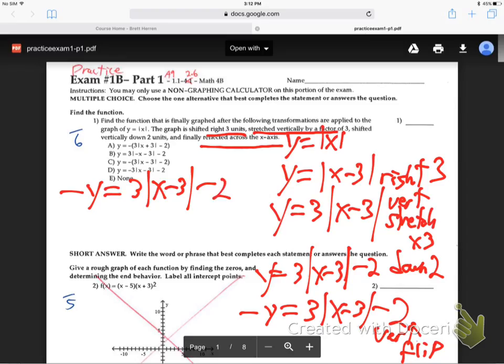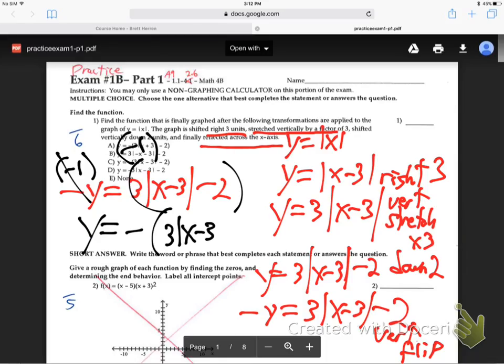So to get rid of that negative, what I'm going to do is multiply both sides of the equation by -1. That'll get rid of the minus. It's plain old y. And I'll have minus parentheses 3, absolute value of x minus 3 minus 2, like that. That shows me that it's option, I think it's option C, isn't it? Yeah, see how it's option C there?